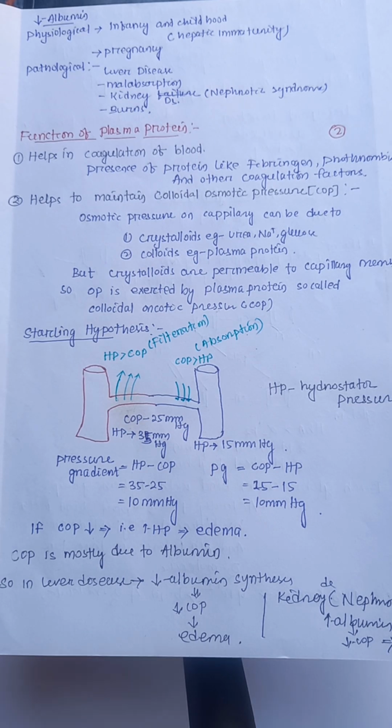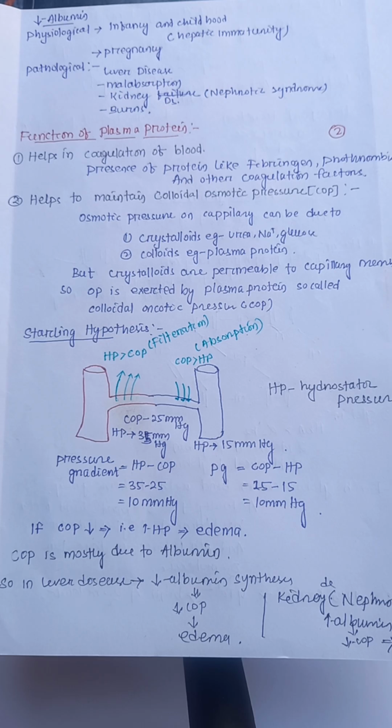And here is one hypothesis, the Starling hypothesis, that gives the relationship between hydrostatic pressure and the blood colloidal osmotic pressure, how they are related to each other, and how the fluid exchange across the capillaries actually takes place. That is explained by the Starling hypothesis.